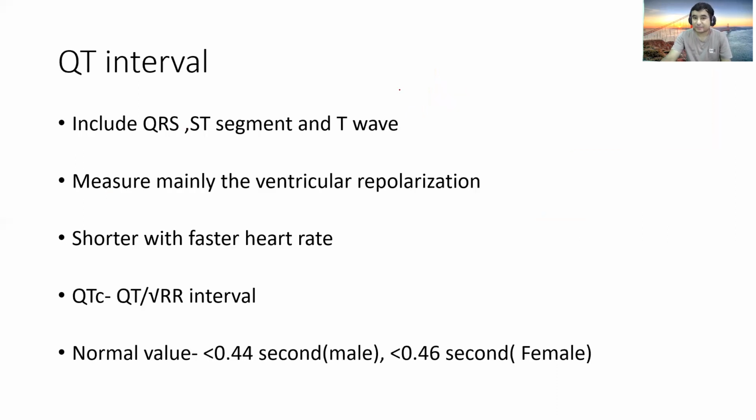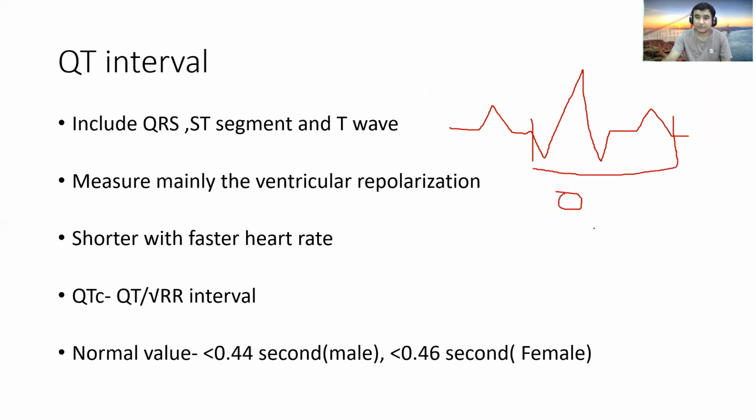Sometimes you also have to calculate the QT interval, as I've already discussed. This is the P wave, this is the Q wave, this is the R wave, this is the S wave, this is the J point, then the T segment. So the QT interval includes the beginning of the Q wave to the end of the T wave. This is called the QT interval.